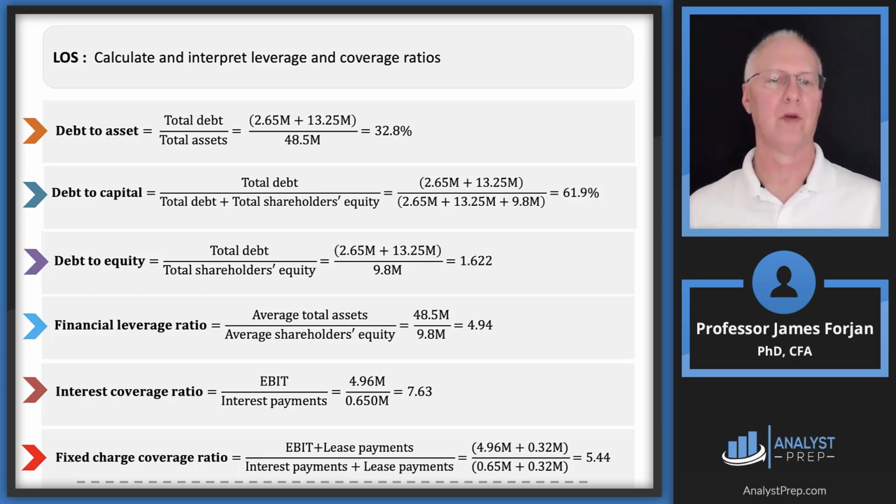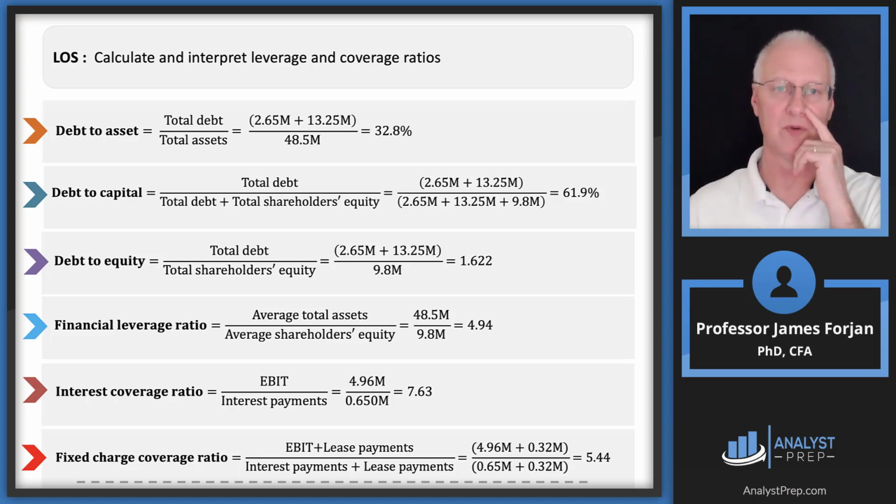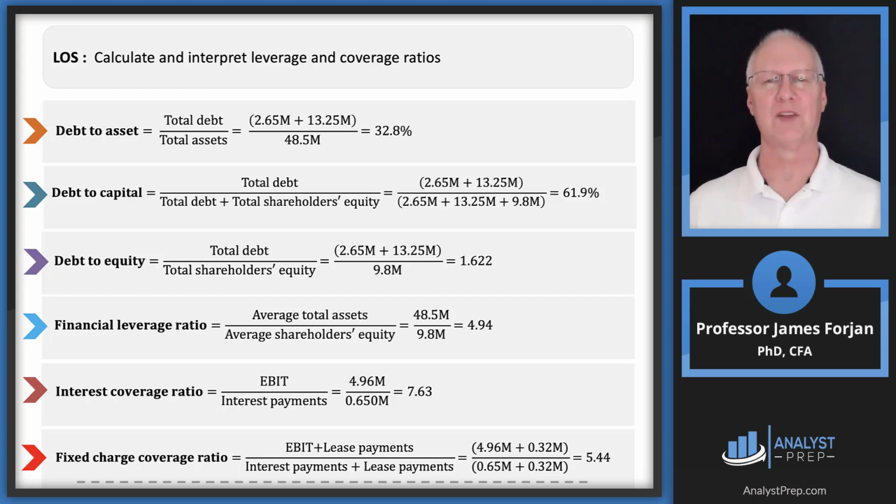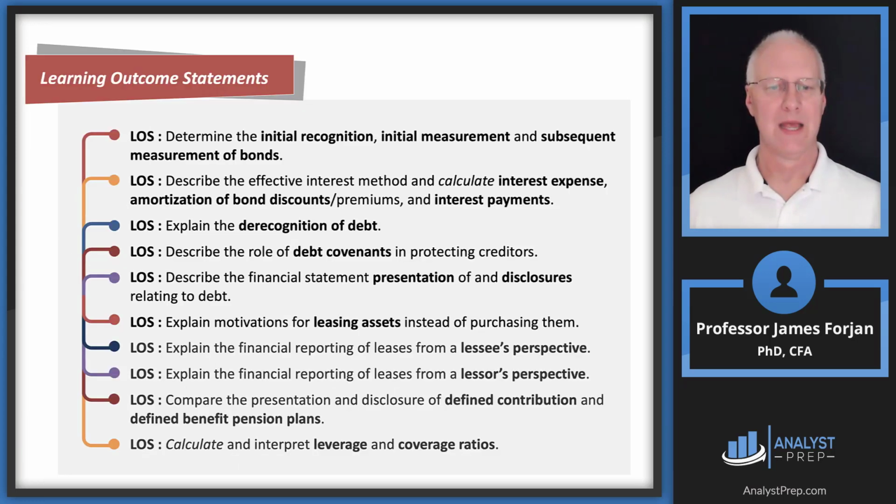What do we have? For every dollar in assets, we've issued 32.8 cents in total debt. Now this is total debt, not just long-term debt, which is what we've been talking about, but long-term and current debt. And that's 32%, which means, what does that mean? 67.2% comes from equity. And that takes us through these learning outcome statements.